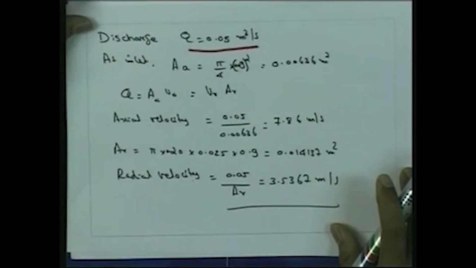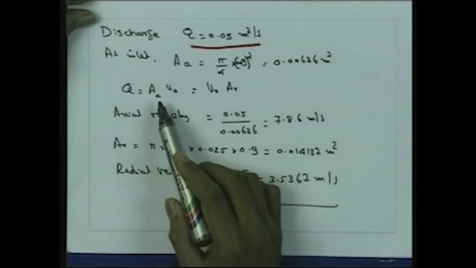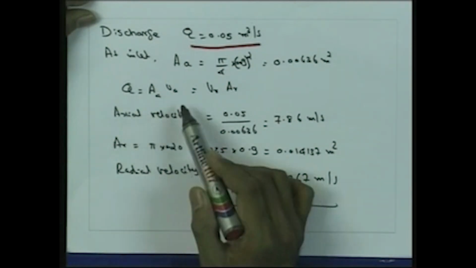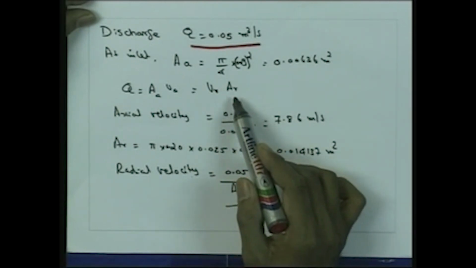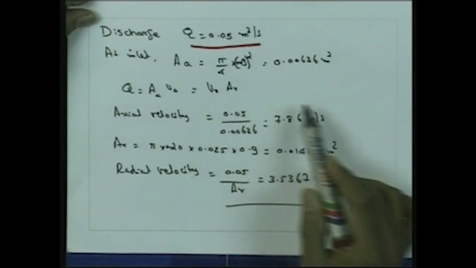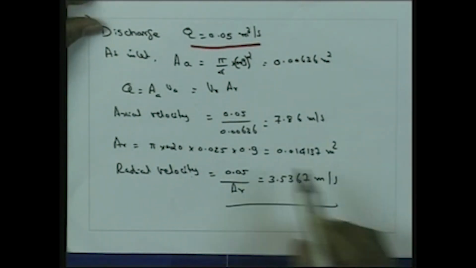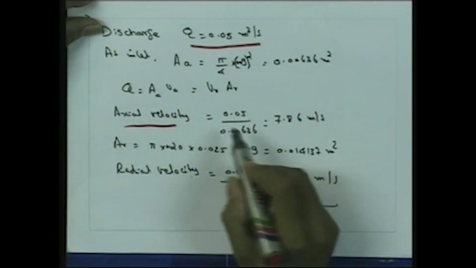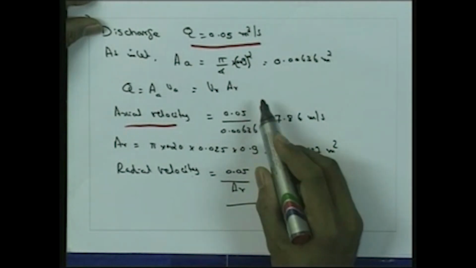So we can write Q is equal to A into VA is equal to VR into AIR. A is the area of cross section of the inlet, VA is the axial velocity, VR is the radial velocity, and AIR is the area which we will be considering. So the axial velocity can be obtained as follows: the discharge Q is known, that is given as 0.05 meter cube per second.